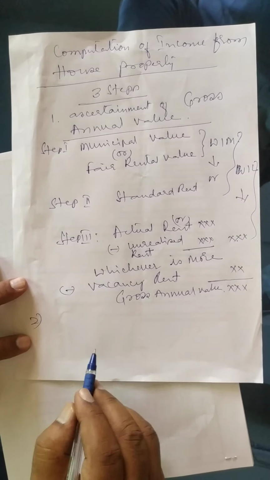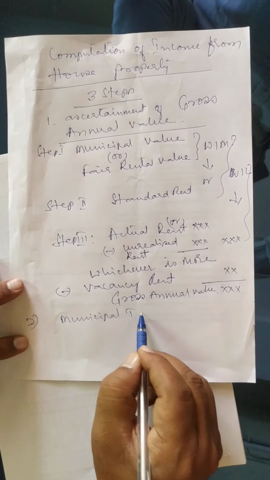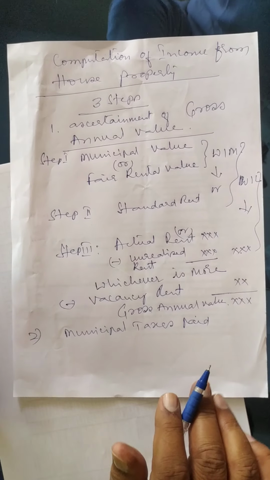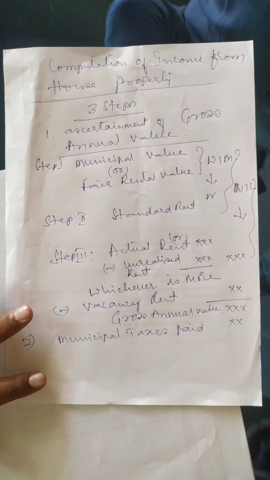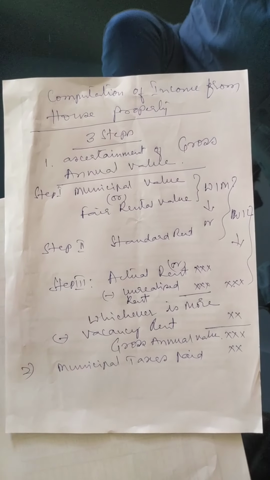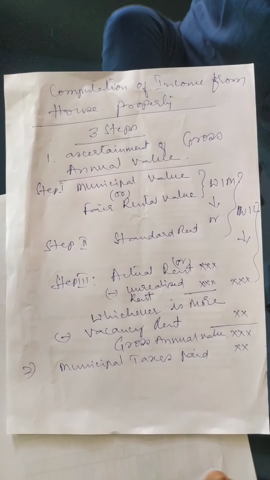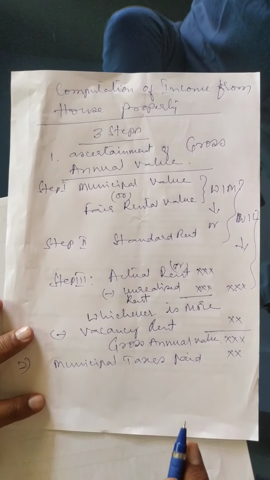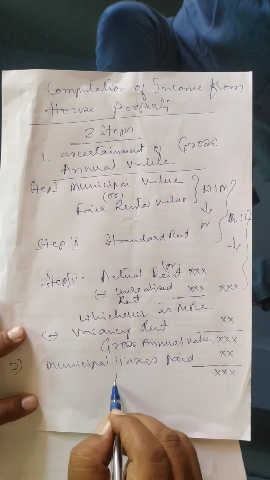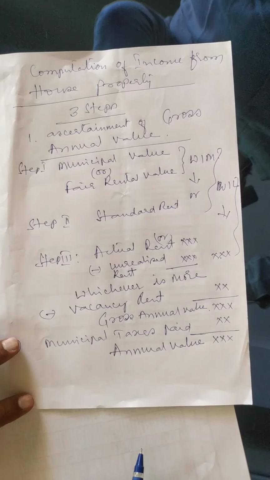And in point 2, step 2, if there are any municipal taxes paid by the owner are to be deducted. If these are paid only by the owner, landlord, should only be deducted. And in certain cases where municipal taxes will be paid by the tenant also, if the municipal taxes are paid by the tenant, should not be taken into consideration. Or if the municipal taxes payable, outstanding municipal taxes should also be not taken into consideration. Only when municipal taxes paid by the landlord should be allowed as a deduction. And remaining value is called as annual value. This is net annual value.